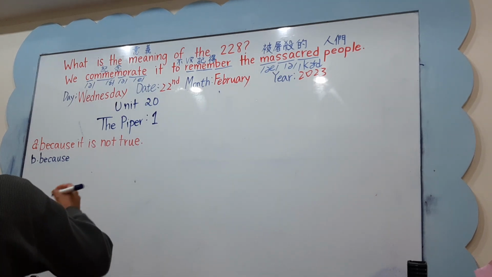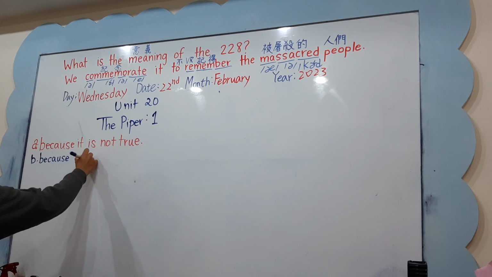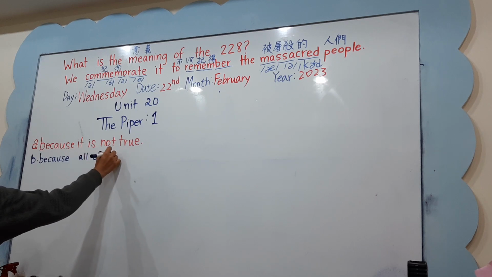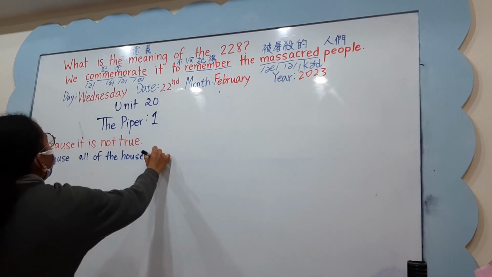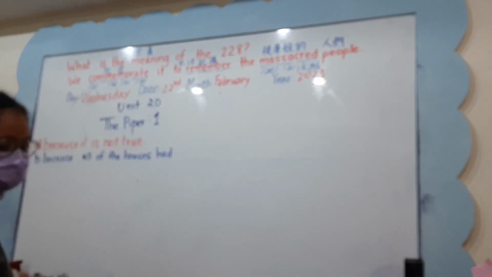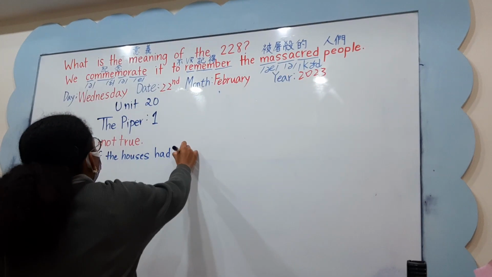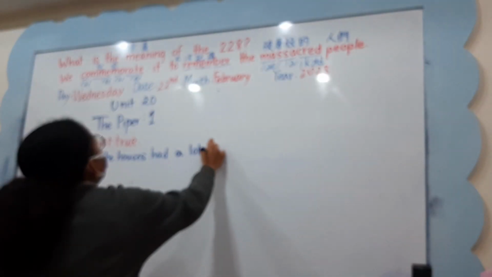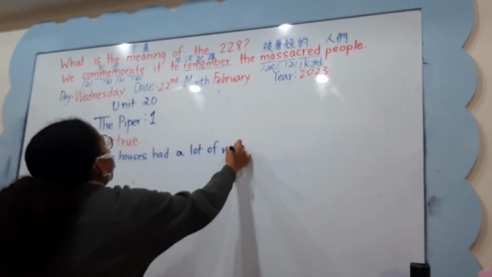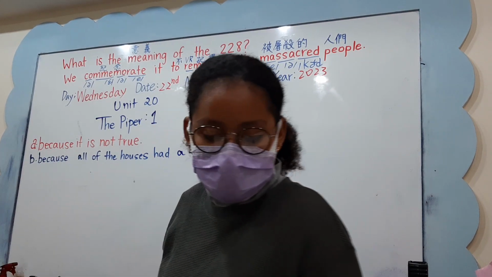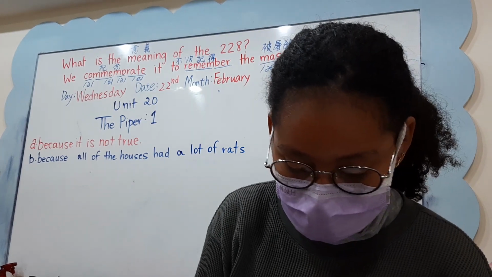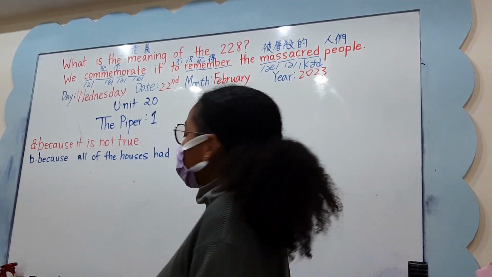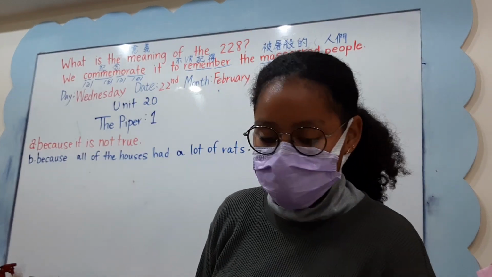Okay. Because all of the houses had a lot of rats. A lot of rats. I think if your houses had a lot of rats, you would also be unhappy, right? So they were unhappy because all of the houses had a lot of rats.